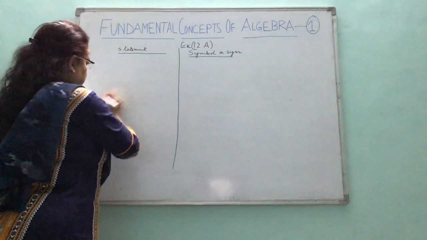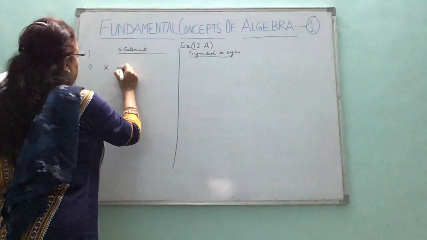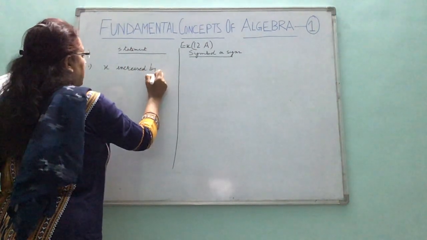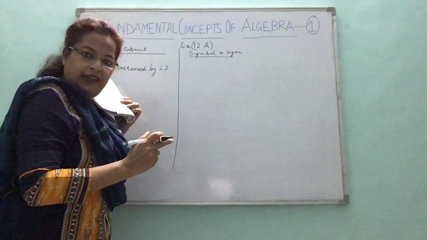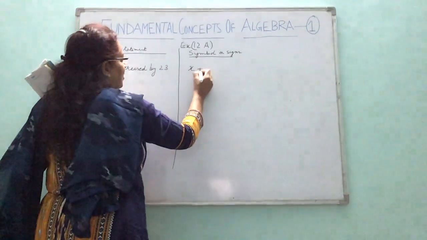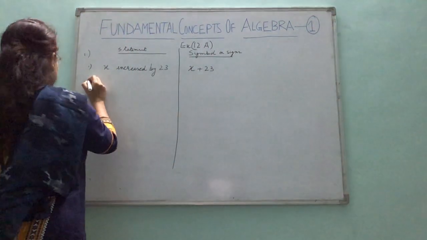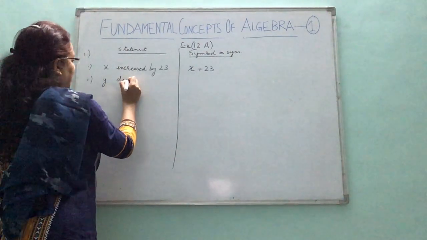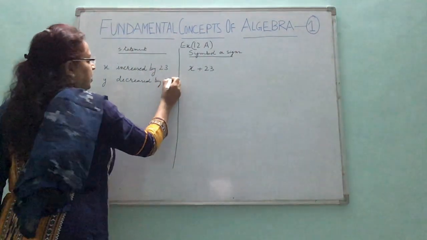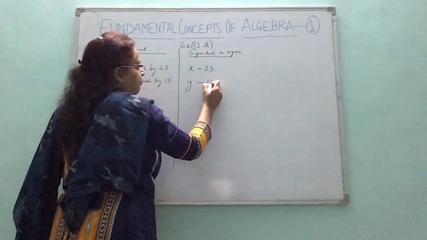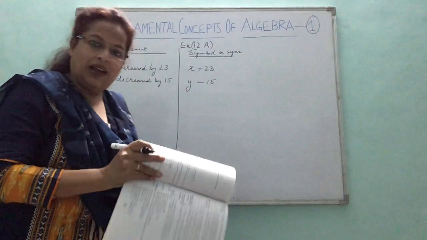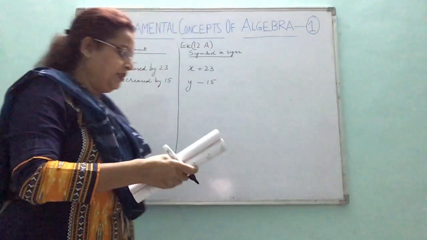Now you will understand the terms. x increased by 23. Increased stands for more. That means x is increased, we add 23 to x. So the answer would be x plus 23. Okay, second one. y decreased by 15. Decrease means to subtract, make it less. So y minus, from y I remove 15. So y is decreased by 15. I am taking a few sums so that gradually it becomes easier for you.